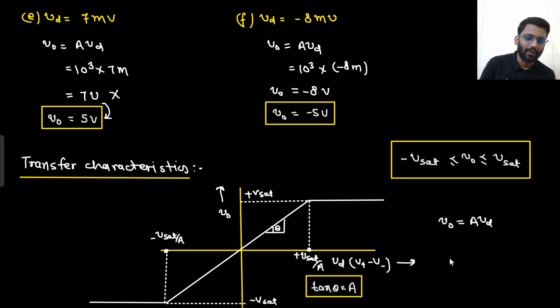Because what is your output? Output is plus V sat. Your gain is A. What is your Vd? That you need to find. So Vd will be plus V sat by A. Similarly, it will be minus V sat by A. So not an important point. The important point is the slope is like this and then it saturates.